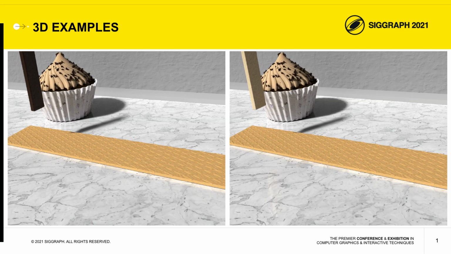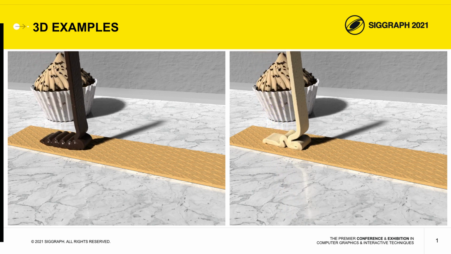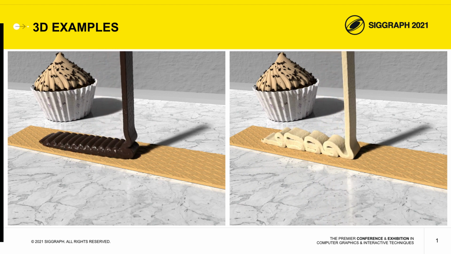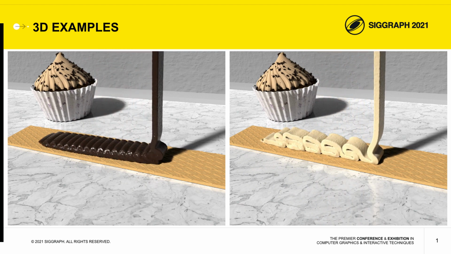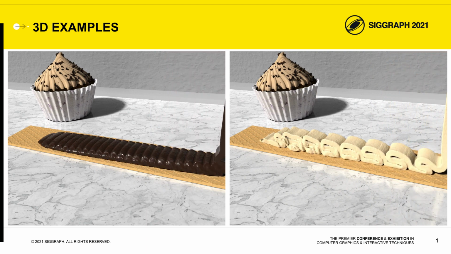Our unified model provides the advantage of being able to simulate very different material properties, such as Newtonian chocolate buckling over a wafer, or a non-Newtonian cream. Note that the buckling patterns are very different, highlighting the differences in material properties.